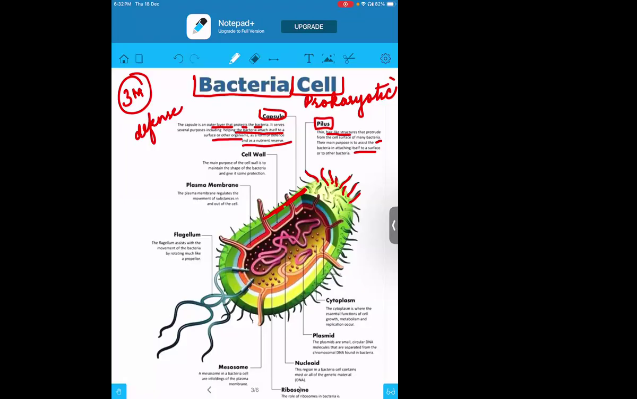Now, for example, if you are not feeling well, what your mother will be doing? Either they will be giving you some kada or they will be giving you that medicine, right? So that kada or that medicine, what they are doing, they are protecting your body, correct? So capsule also behave in the same way where they will be giving the protection to the bacteria.